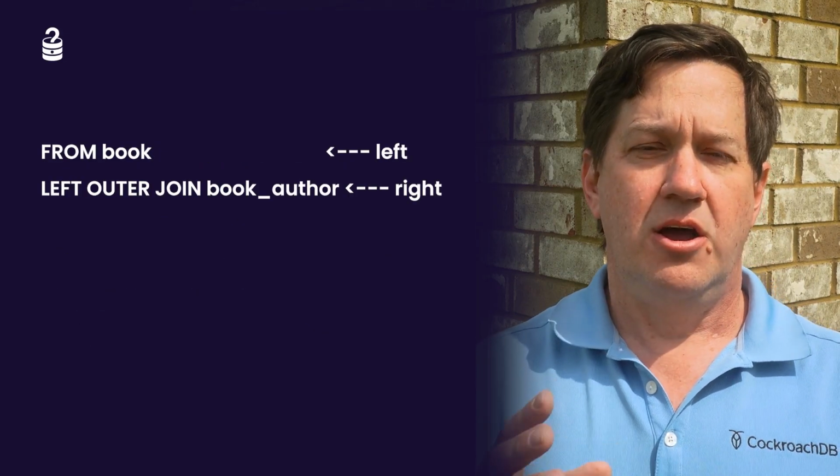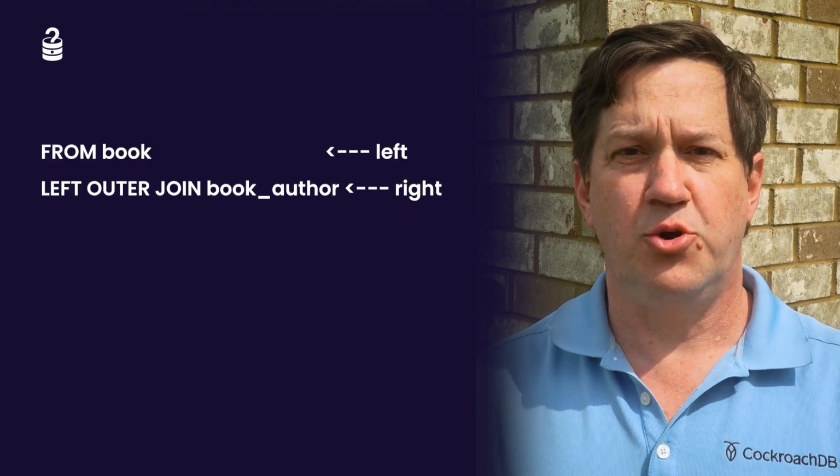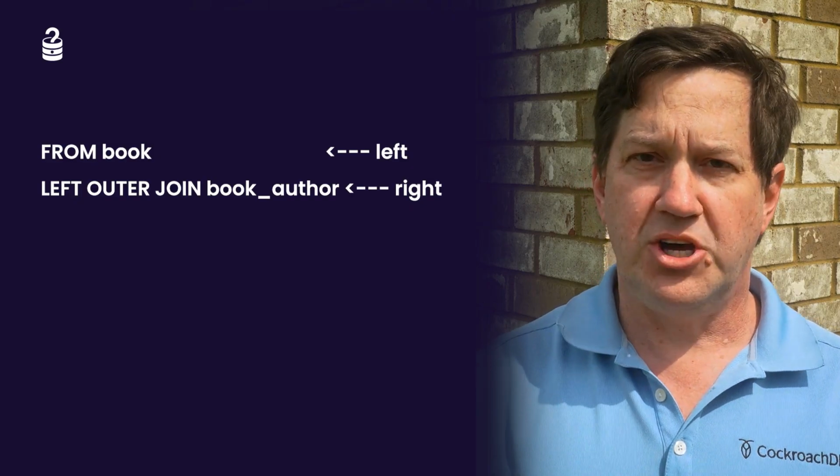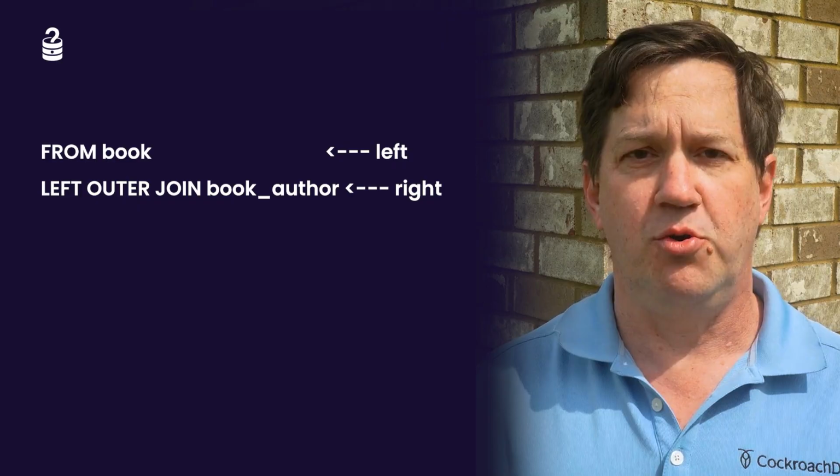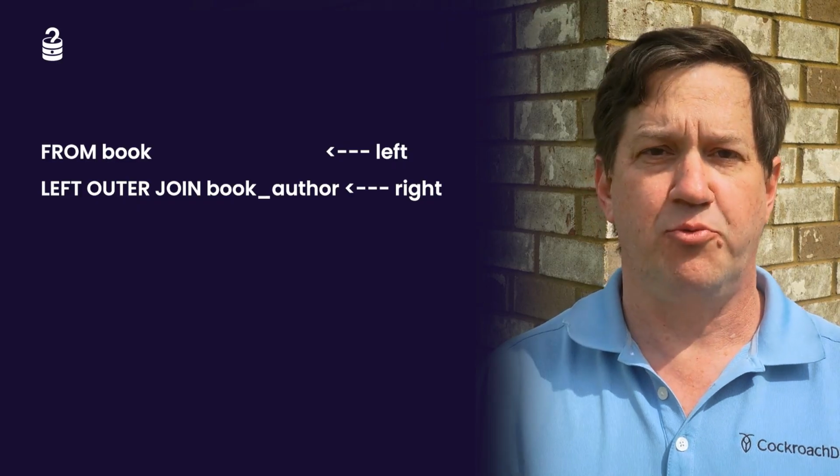When you have from book left outer join book_author, book is the left portion of the first join, and book_author is on the right. You could also say the book table is joining into the book_author table from the left-hand side. In the second join of that query, book_author is now on the left and author is on the right. And in that situation, book_author is joining into the author table from the left-hand side.